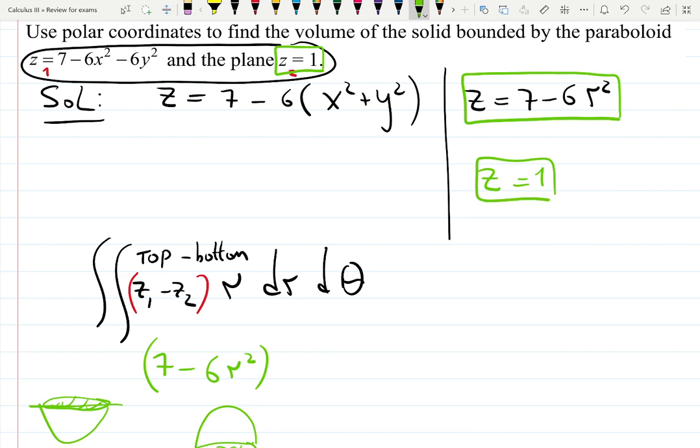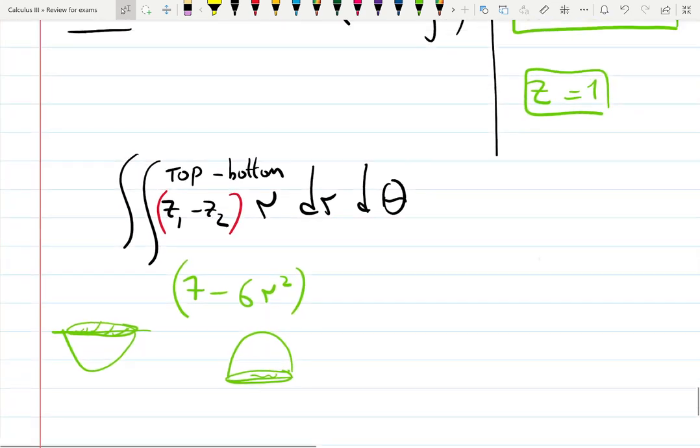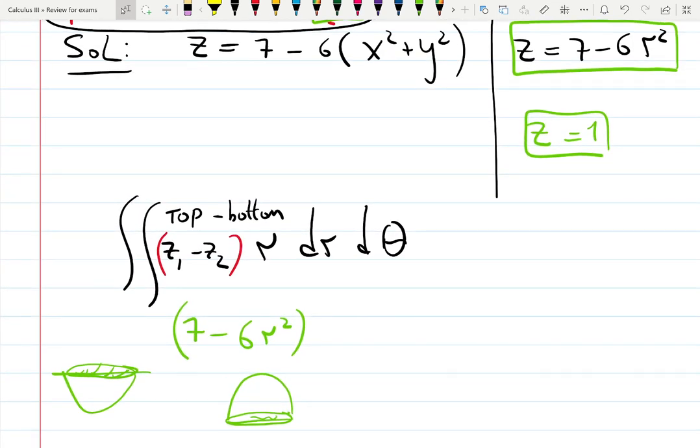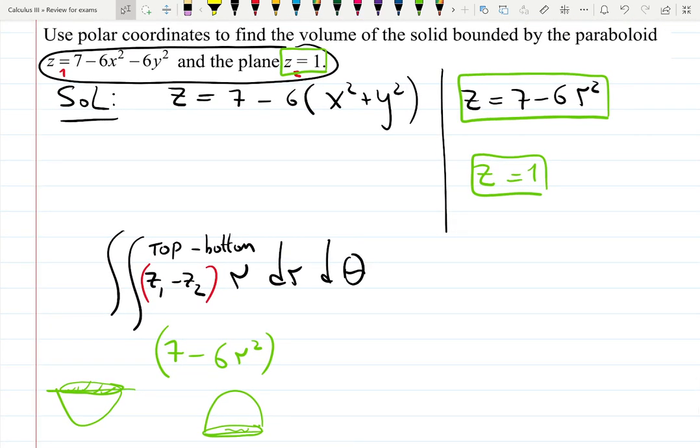So the other one will be minus. And which one is minus? That's the one at the bottom. Okay, then I guess we have to draw the picture. We need to know if the paraboloid is higher than the plane z.